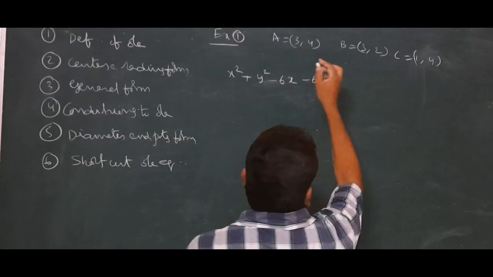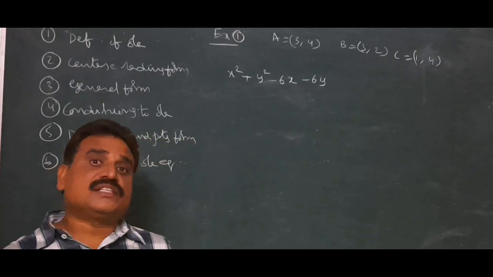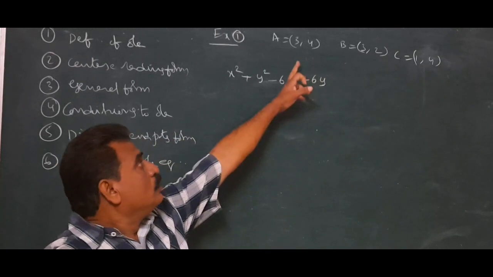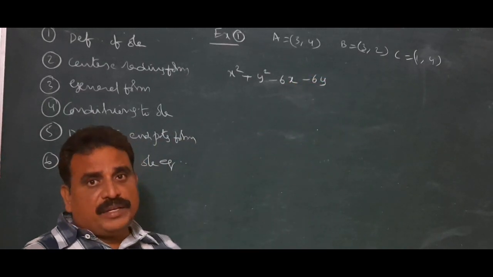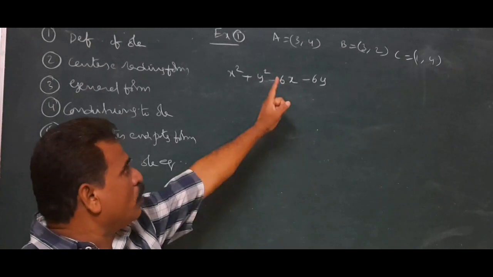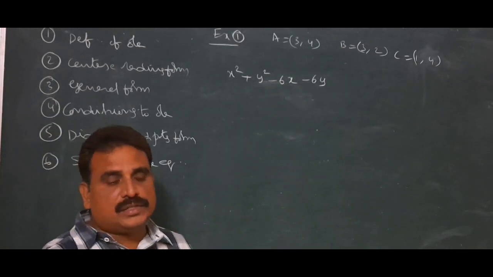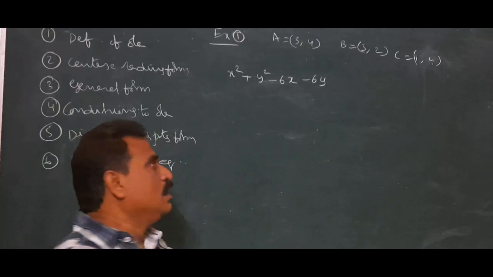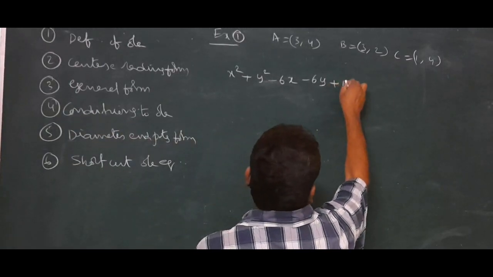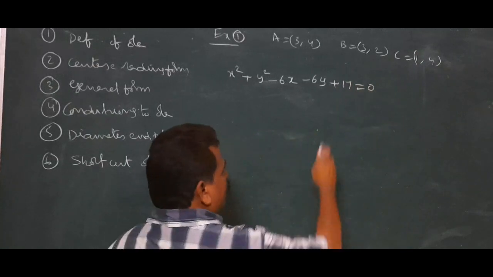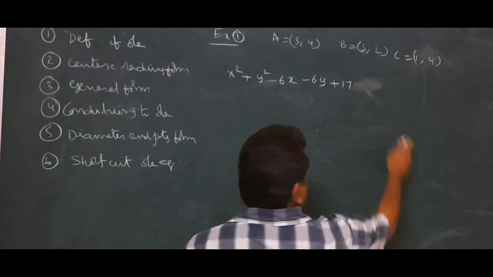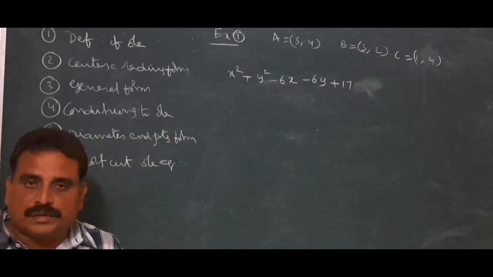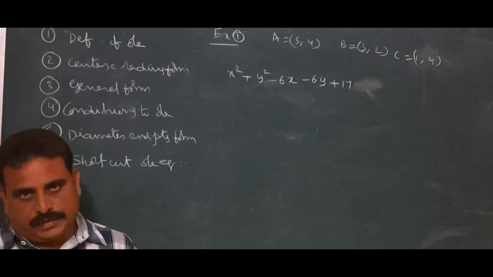Minus 6y. Now, product of x coordinates: 3 into 3, 9. Product of y coordinates: 4 into 2, 8. 9 plus 8, that is 17. That is the constant of the circle, plus 17. So, this is the shortcut method to find the circle equation having diameter endpoints.